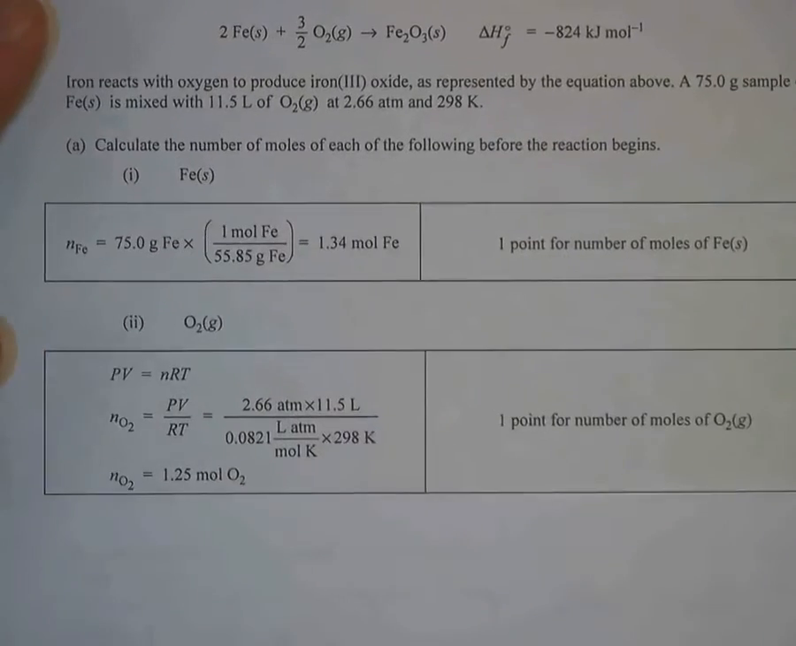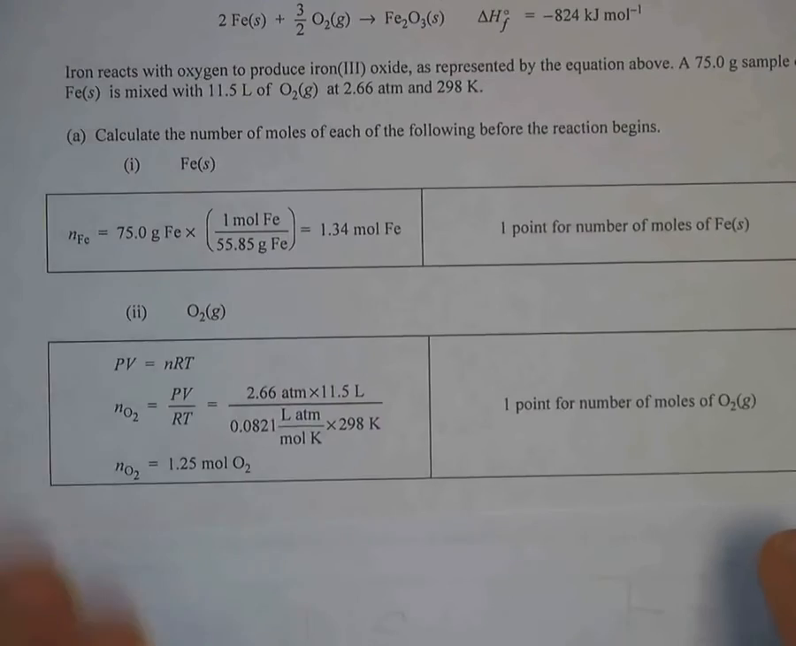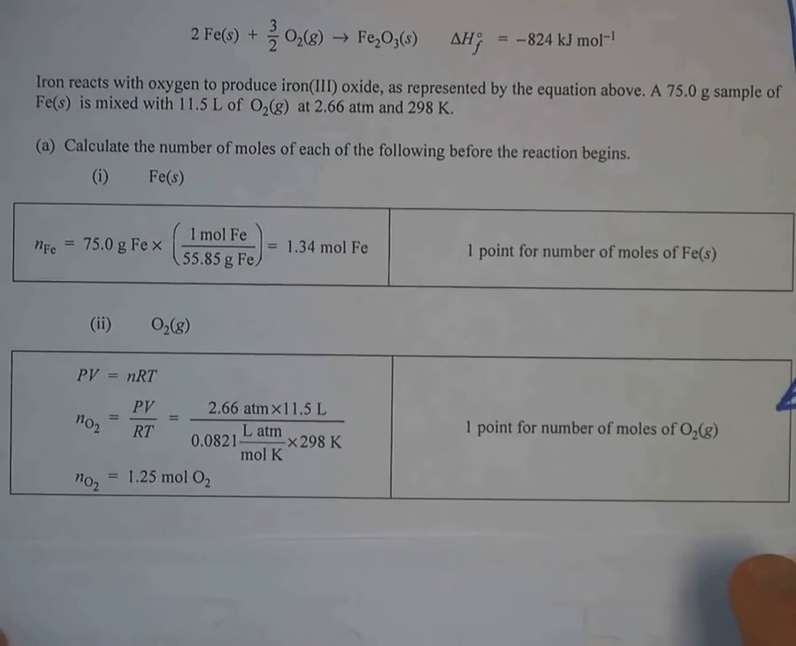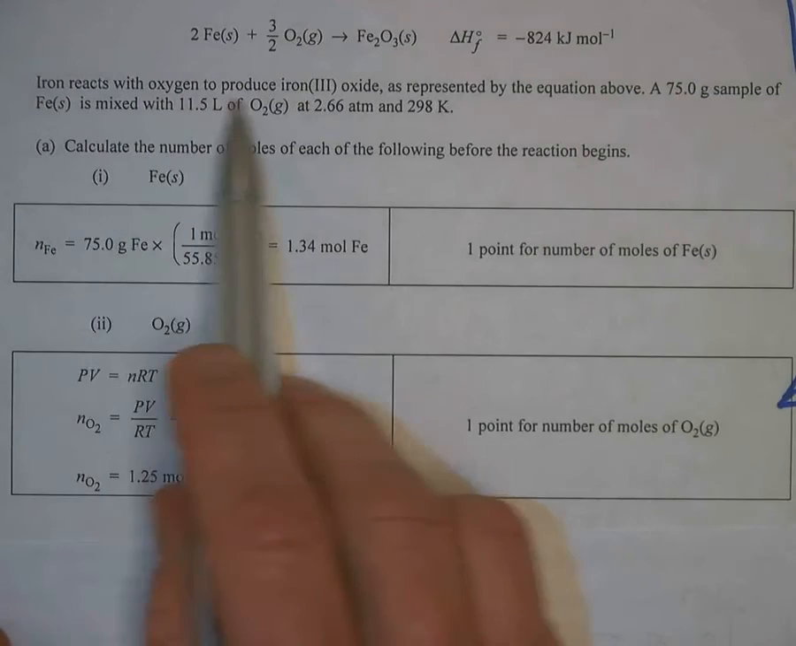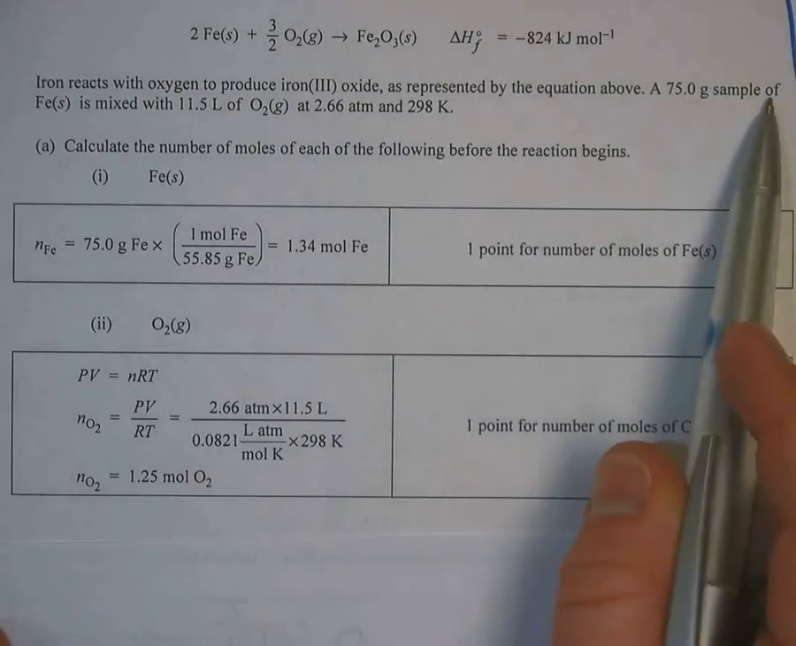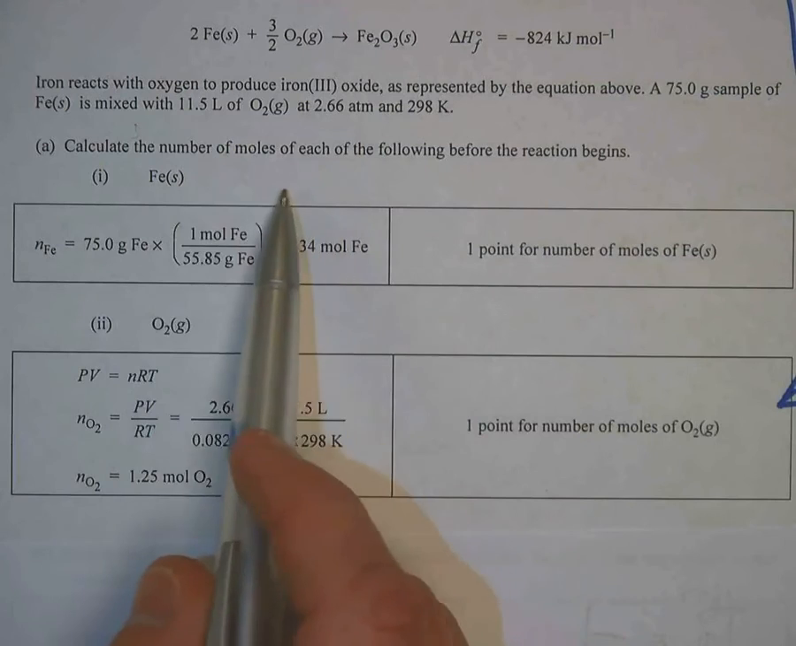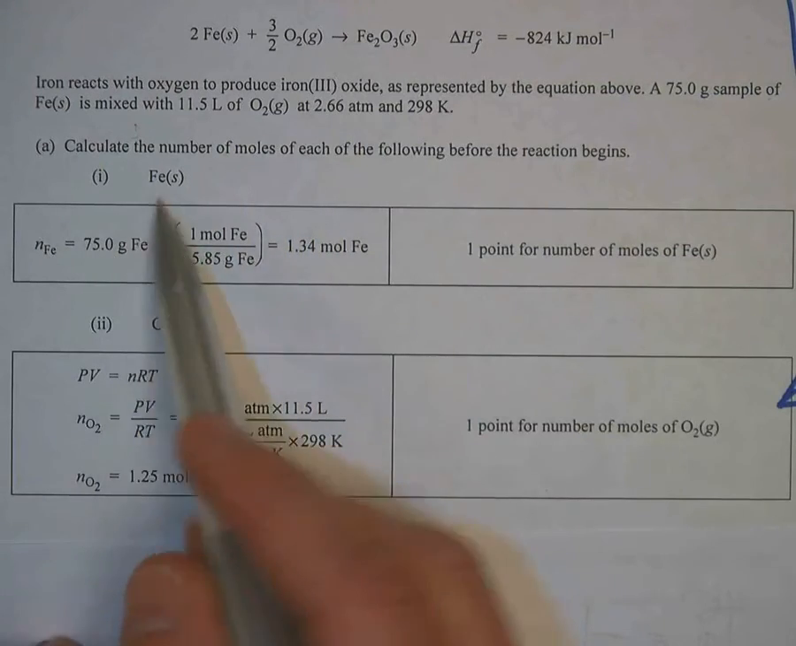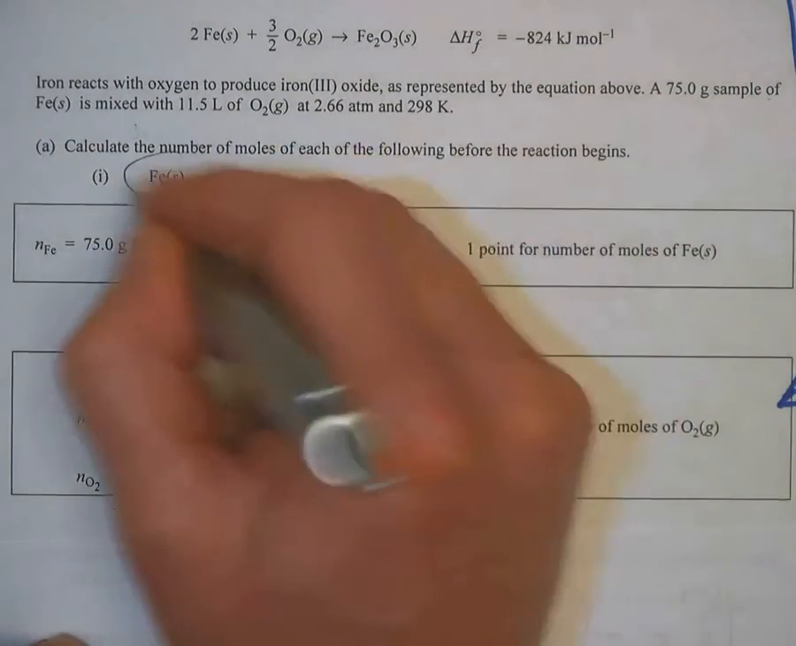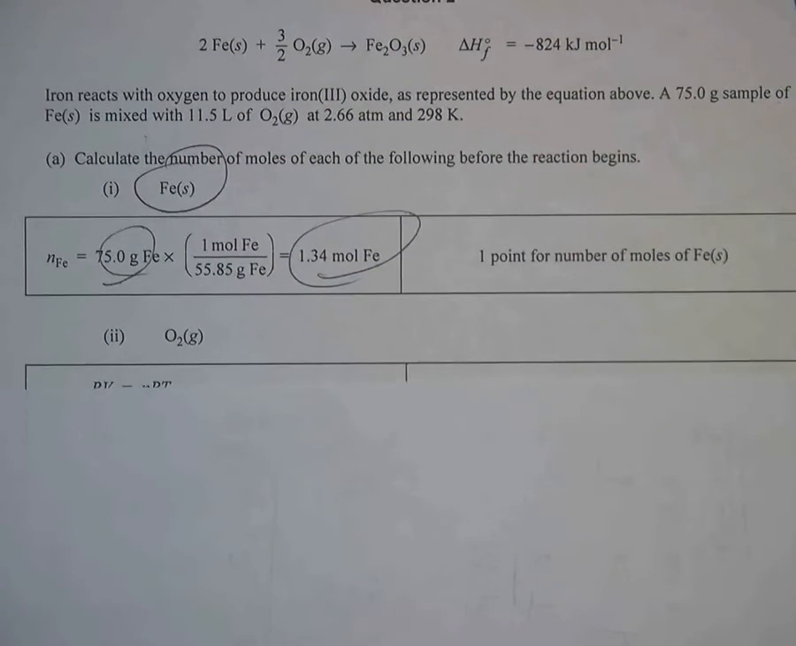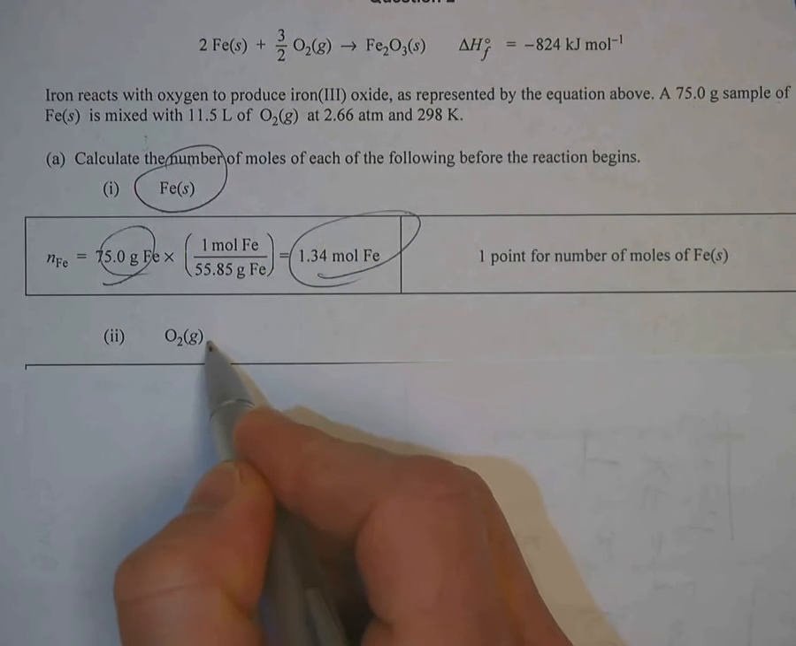This is just one portion of a test from 2004 again. Let's take a look at just the very first part of question number 2 from 2004. In this question, they say, iron reacts with oxygen to produce iron oxide. A 75-gram sample is mixed with 11 grams. Calculate the number of moles of each of the following. So first of all, we're given the number of grams of iron, and so you go from grams to moles right here. Then secondly, they ask for the number of moles of oxygen.